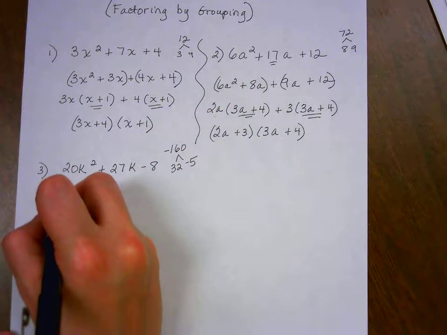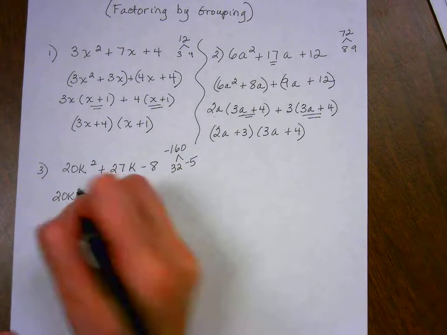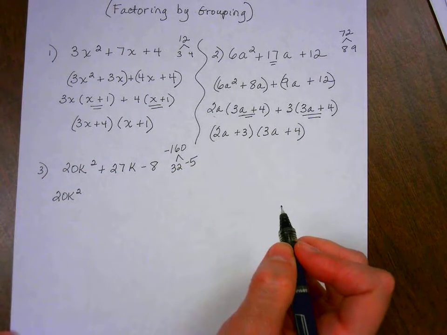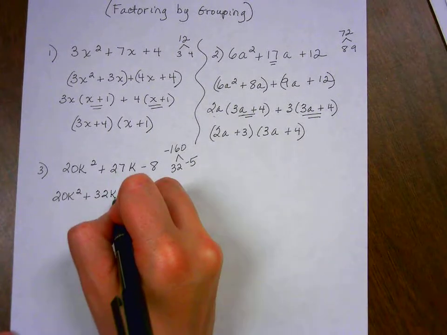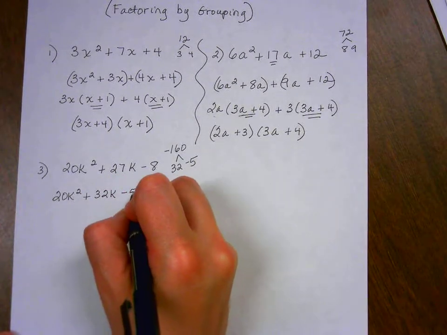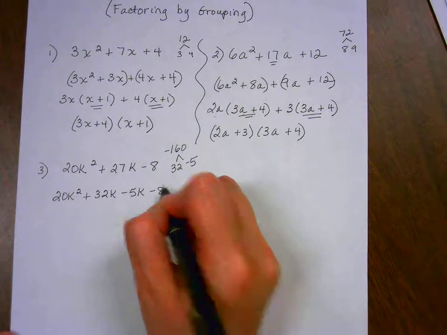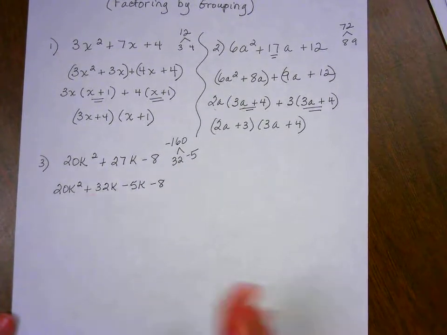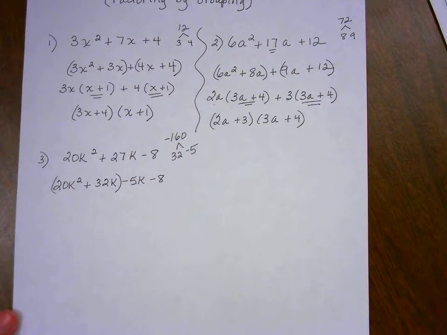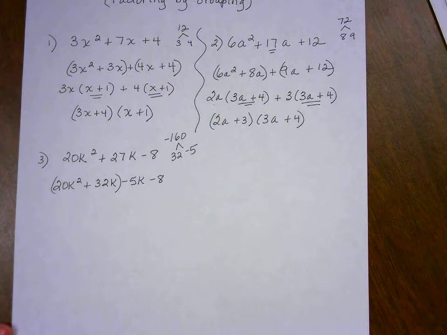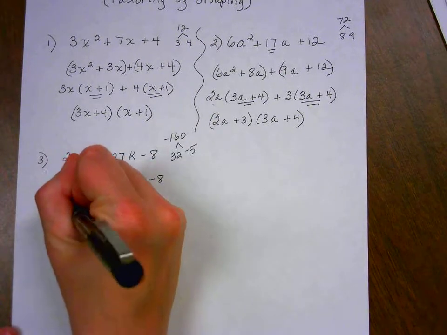All right, so I'm going to set it up. 20k squared, let's see, plus 32k minus 5k minus 8. All right, let's see what happens with this grouping. So I can take out a 4. Is 4 the biggest? All right, we might have to regroup this one. Let me see what happens here.